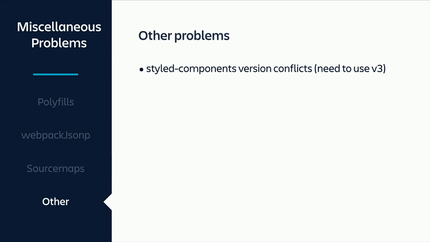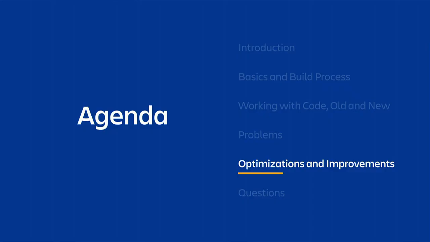Other problems you might encounter. Styled components, version conflicts. You need to use version 3 of styled components, at least with the more recent versions of Atlaskit. What else? We can talk about ways we can make this build process and entire system a little bit better based on the demo app.